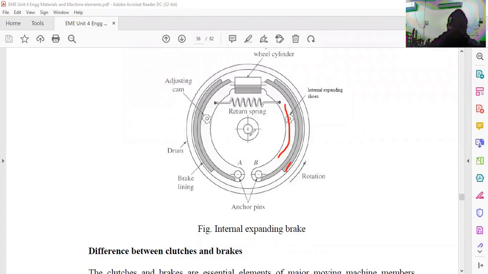So it is continuously rotating, and because of the control of the spring action under the application of the brake, this is internally expanded, and from the internal side the drum is stopped, not on the external surface but on an internal surface. So it is called the internal expanding brake.